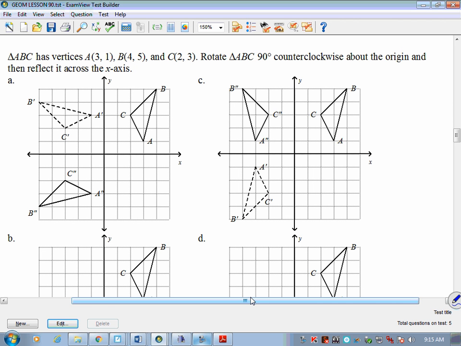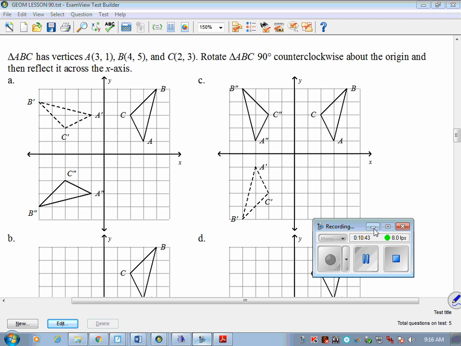counterclockwise 90-degree rotation. Now, if we go back to our notes, we probably have a rule for this, right? We have that somewhere? What's our rule whenever we want to have a counterclockwise rotation? I'll hit pause on the video while you look it up.